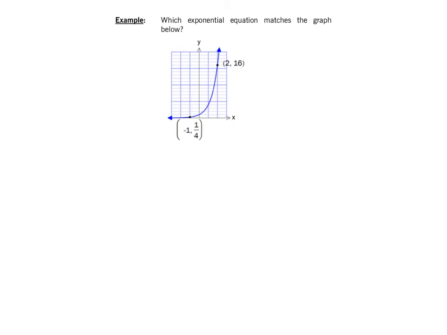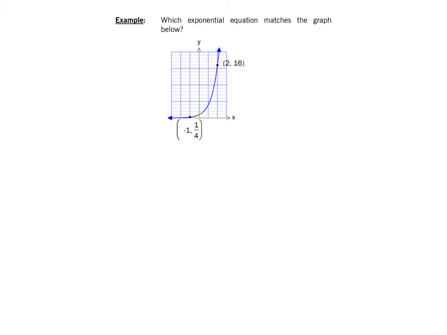Which exponential equation matches the graph below? So here we go. Well, how are we going to be able to figure this out? Well, here's the thing. We can do this a few different ways, actually. We're not really confined to any real way here. Here's the thing.